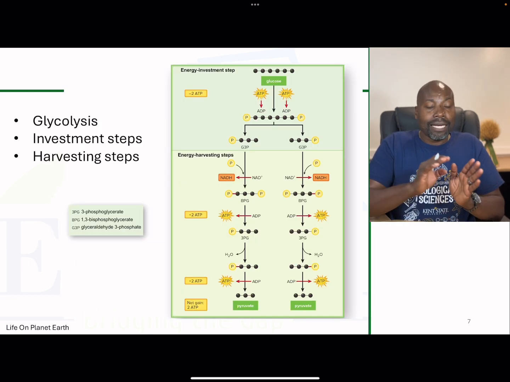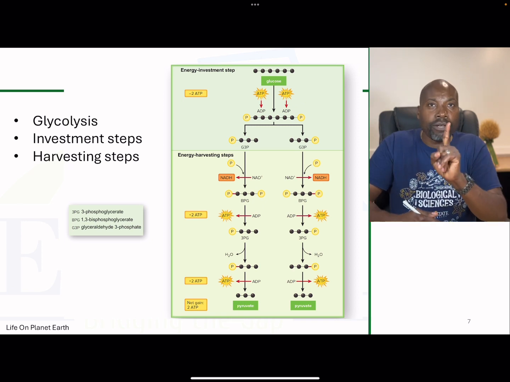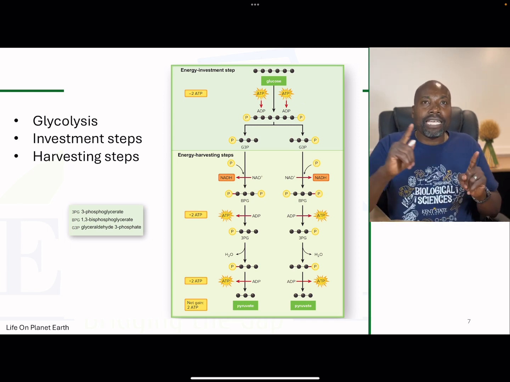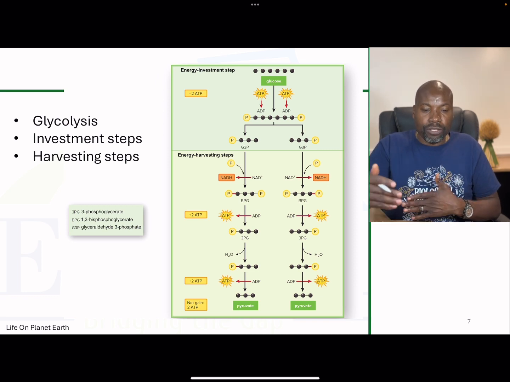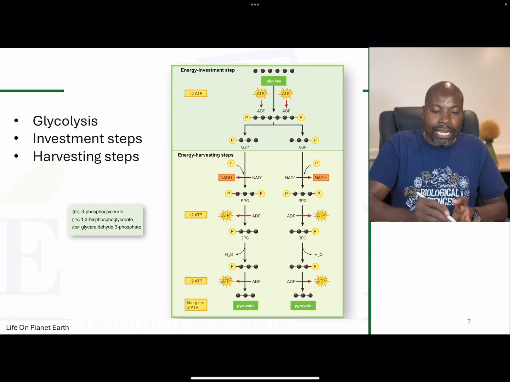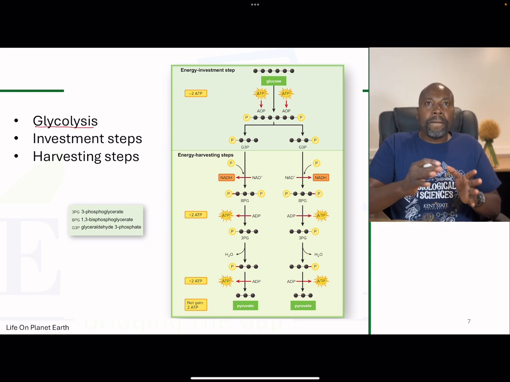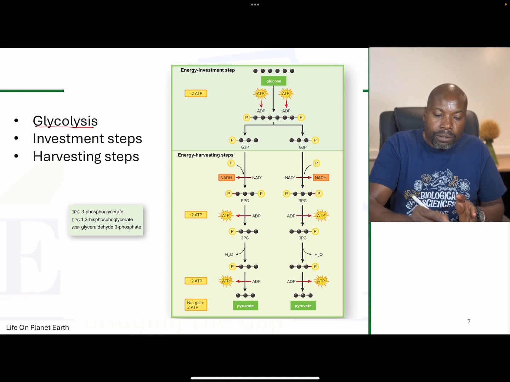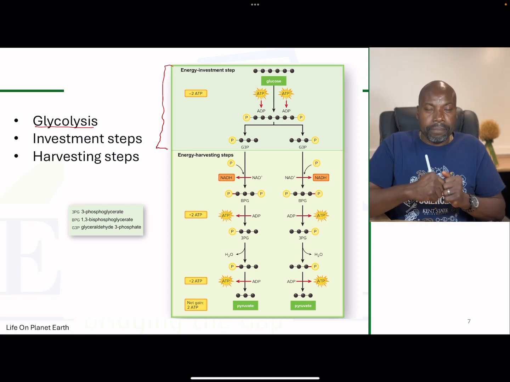So now, glycolysis, it's multiple reactions. It's not one. Remember, we talked about metabolic pathways in the previous chapter, right? So multiple reactions. Those reactions of glycolysis actually are going to be basically divided into 2 steps. The first step right here is the investment step.